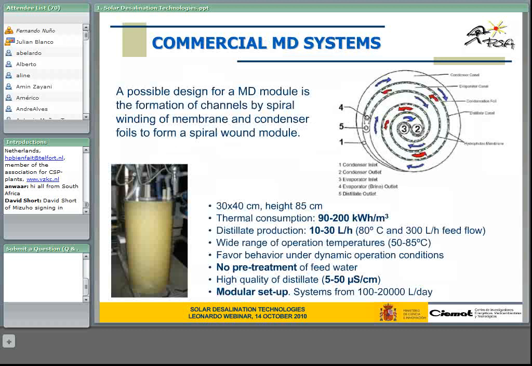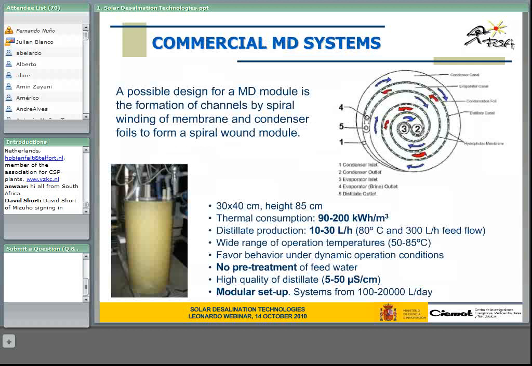This is from one company, a German company, a spin-off of the Fraunhofer Institute. It has developed a spiral system similar to a reverse osmosis membrane system, in which we can get a distillate production by this unit of 10 to 30 liters per hour, considering a feed flow of about 80 Celsius.